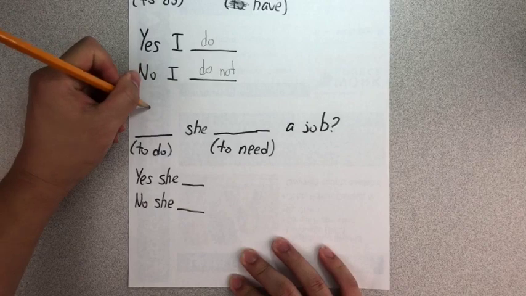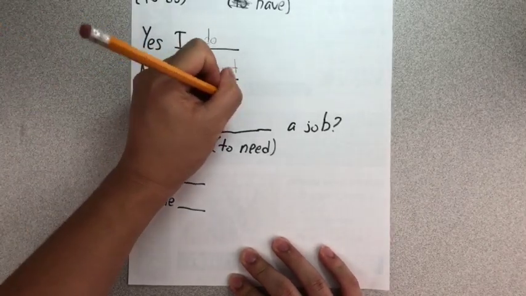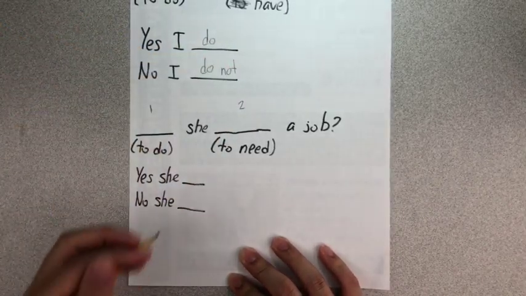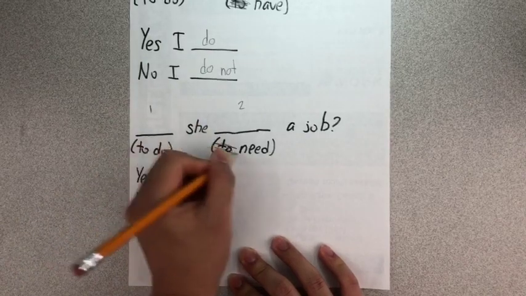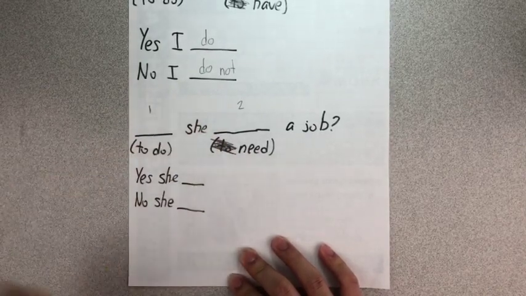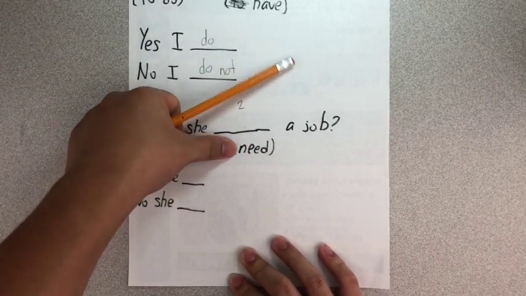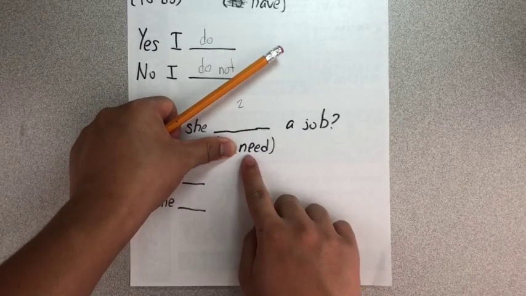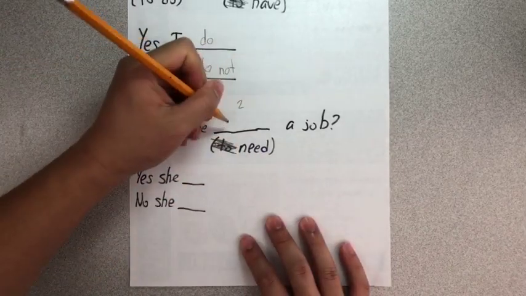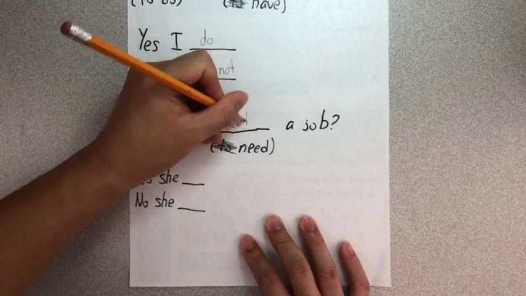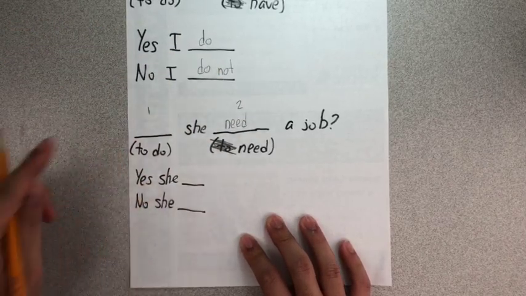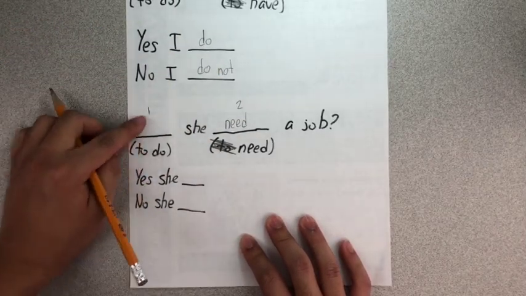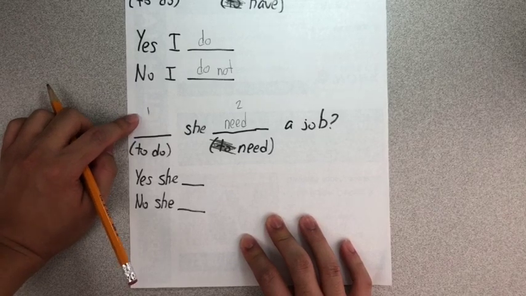Okay, so this is verb number 1, and this is verb number 2. So with the number 2, we don't change it. So we just get rid of 2, we erase 2, and we have need. Here we write need. Here. This is the first verb. This is the one that we change.